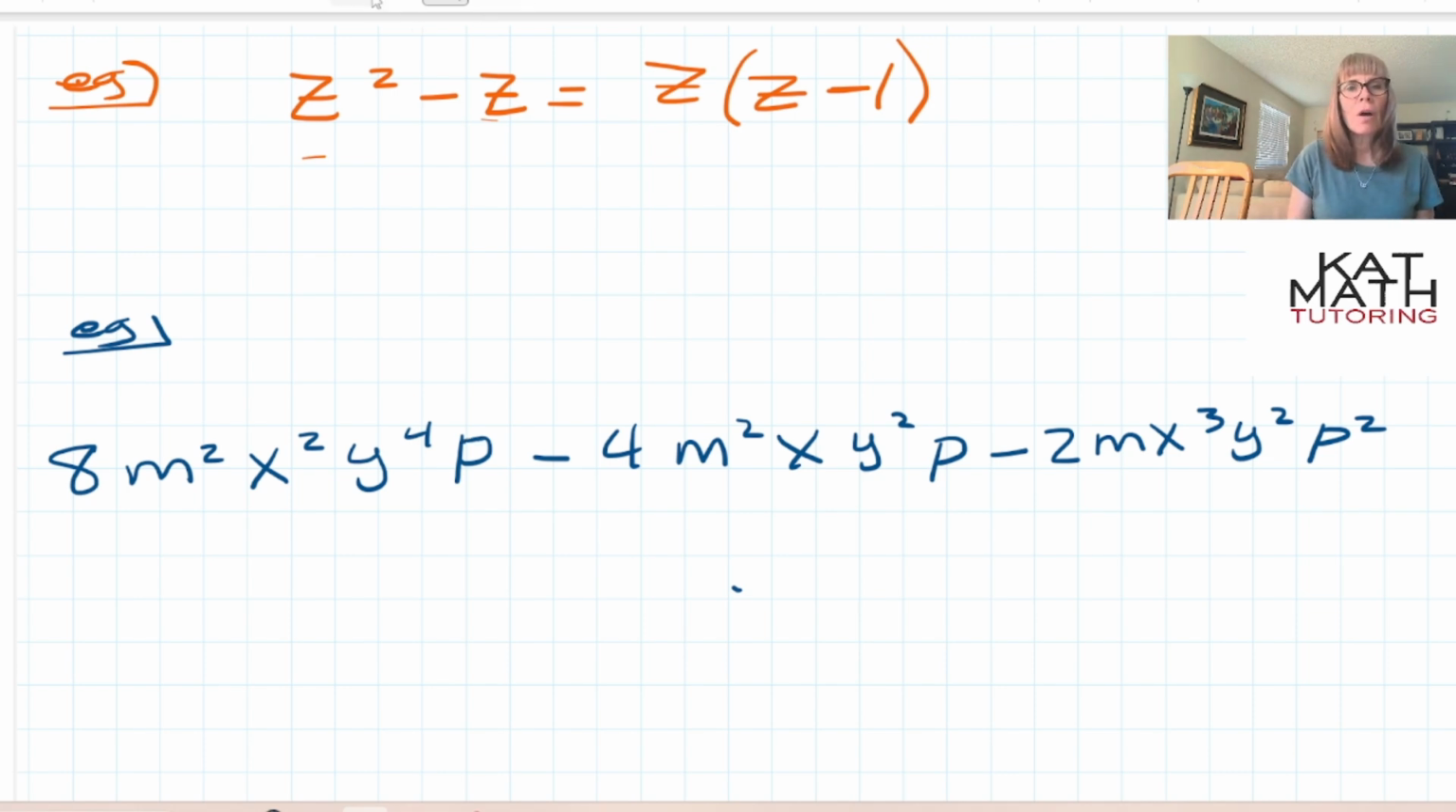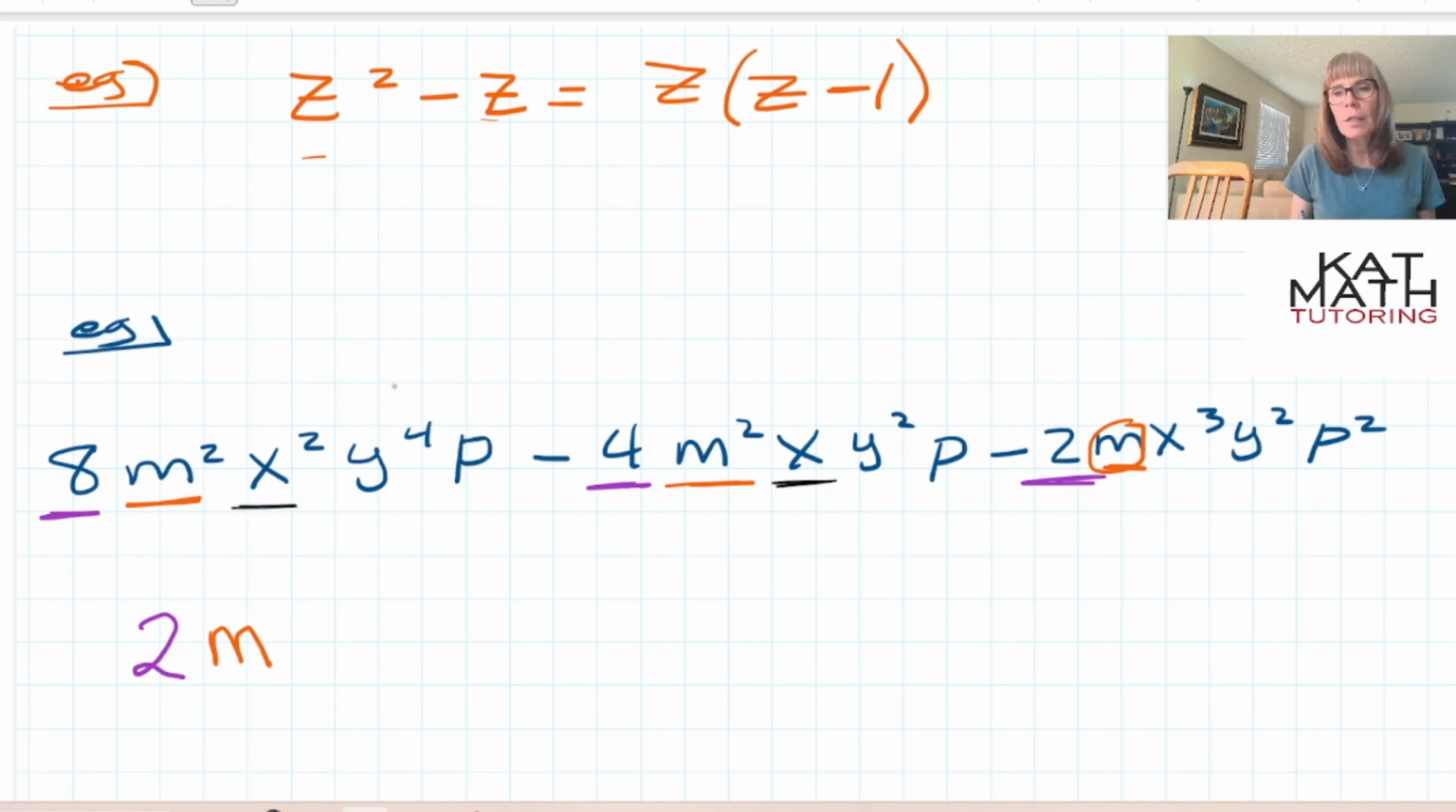Now let's see what they have in common. I see an 8 here, a 4 here, and a 2 here. So I see 2 as a common factor. I'm going to list it in the front. Now let's check through the m's. I have an m here, 2 m's here, 2 m's here, and 1 m here. Well, I only have 1 to pull out because I can't pull 2 out of this term. So I'm going to pull one m in the front. Now let's check the x's. I have x squared and just 1 x here and 3 x's here. So that means I can only pull out 1 x.